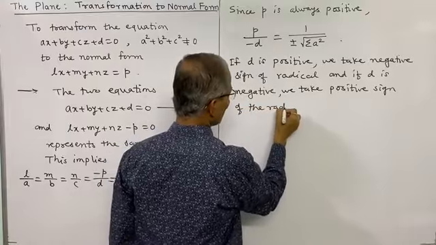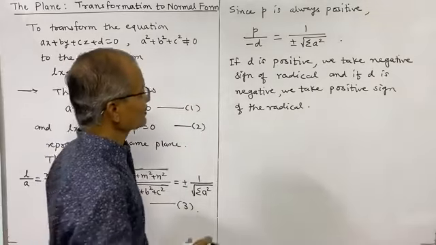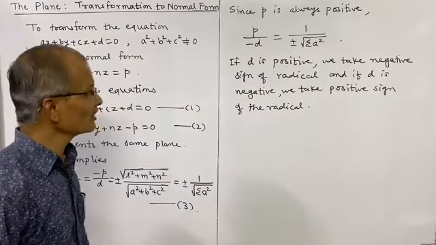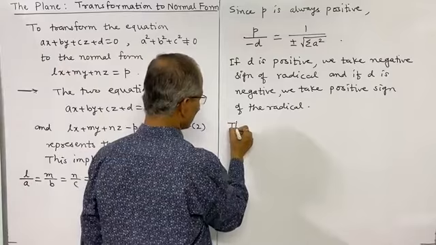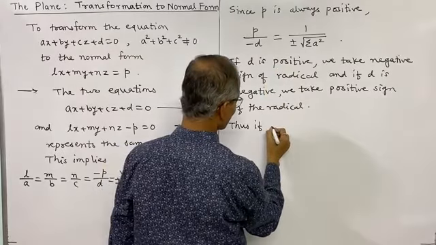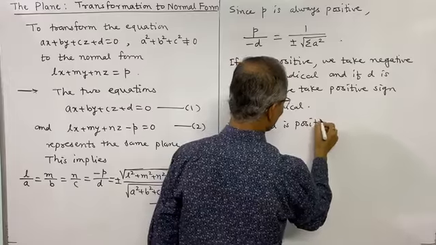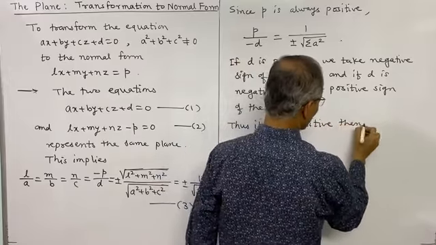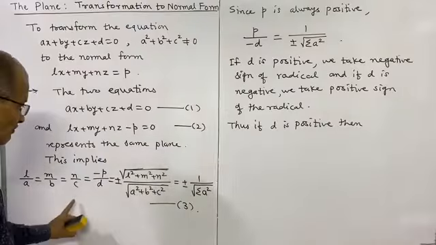And now we will consider the sign convention, sign notation. Thus there will be two cases depending on whether D is positive or D is negative. First we shall consider the positive case. Thus if D is positive, what will be the values of L, M, N we will obtain from 3.